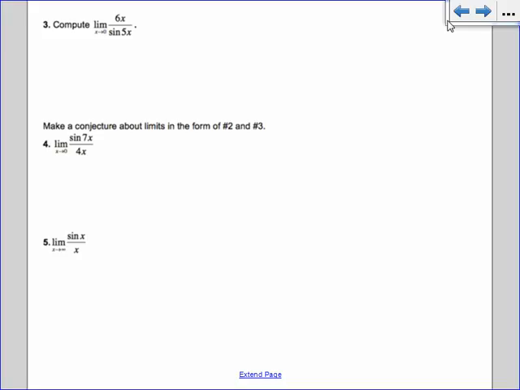All right. So this one says compute the limit as x goes to 0 of 6x over sine of 5x. So what's our w in this case? W would be not 6x. It's the part you're taking a sine of, right? So it's going to be 5x. So we're going to let w equal 5x. That means that if x goes to 0, then w is also going to 0, right? 5x would go to 0 as well.